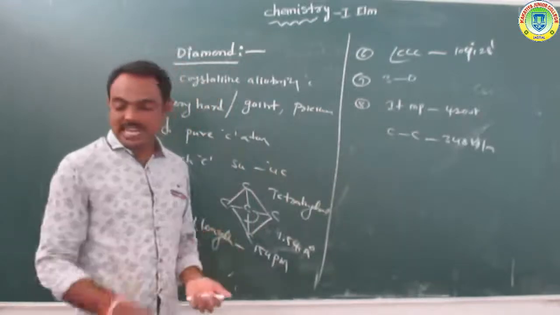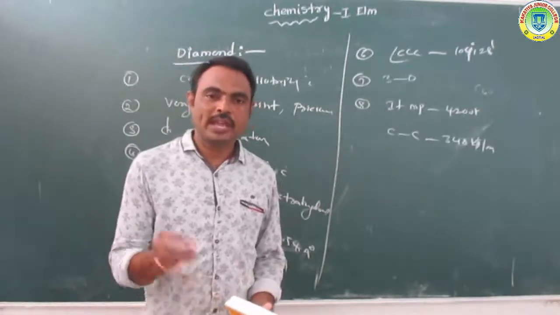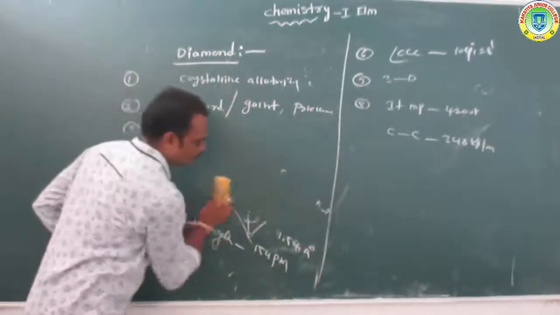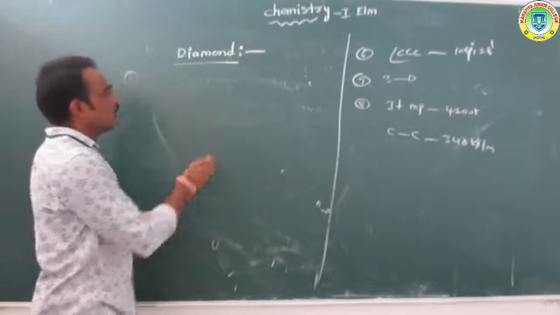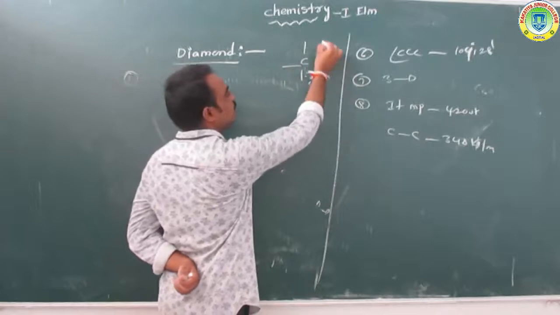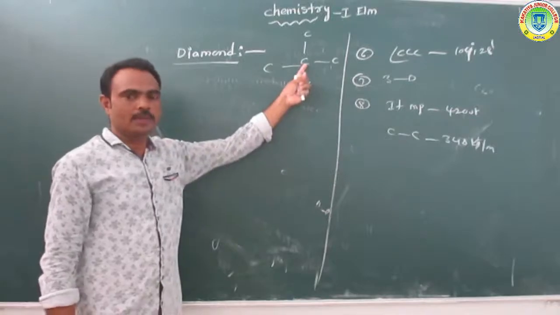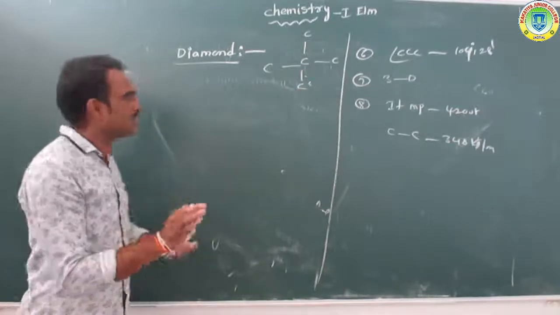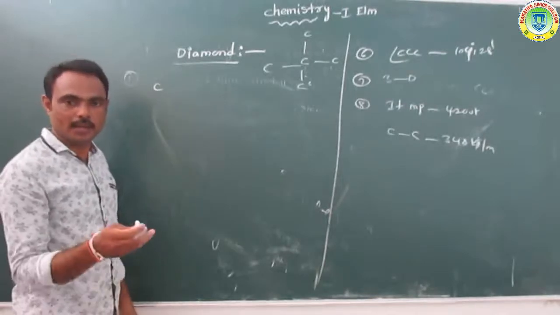At the same time, diamond contains sp3 hybridization. Diamond contains which hybridization? sp3 hybridization. For example, we already know that each carbon atom is attached to the surrounding 4 carbon atoms. Suppose, for example, we write the electronic configuration of carbon.